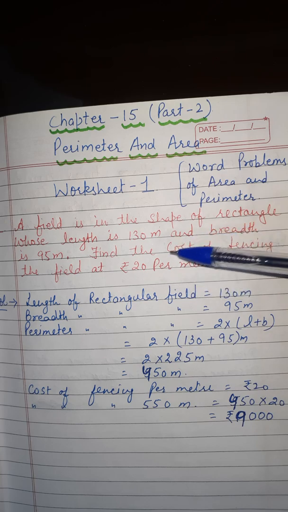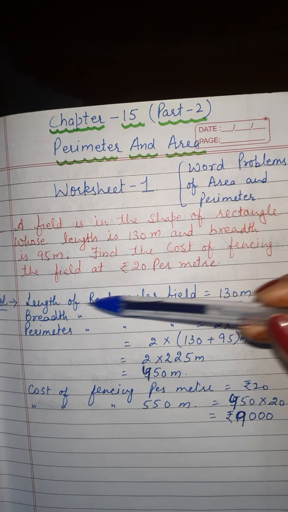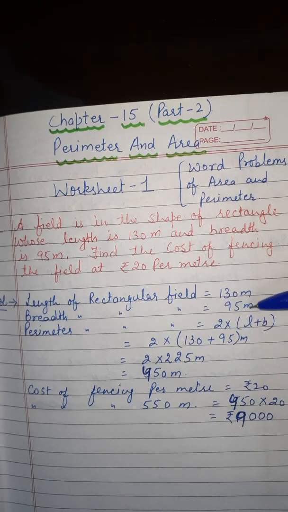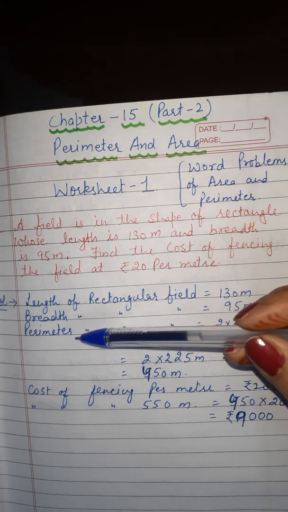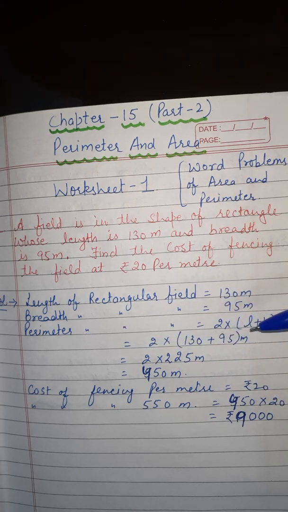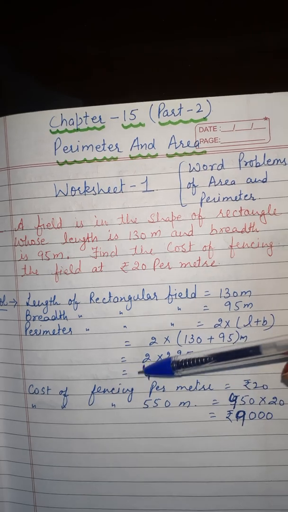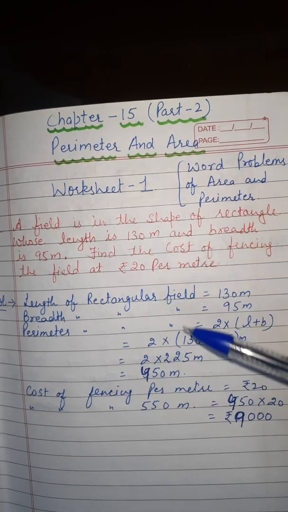So in this case, we will find the perimeter of the field. The length of the rectangle is 130 meter and the breadth is 95 meter. Then the perimeter of the rectangular field will be 2 multiplied by (L plus B). Substitute the values of the given dimensions and solve the expression, that is 450 meter. This 450 meter is the total length of the field.